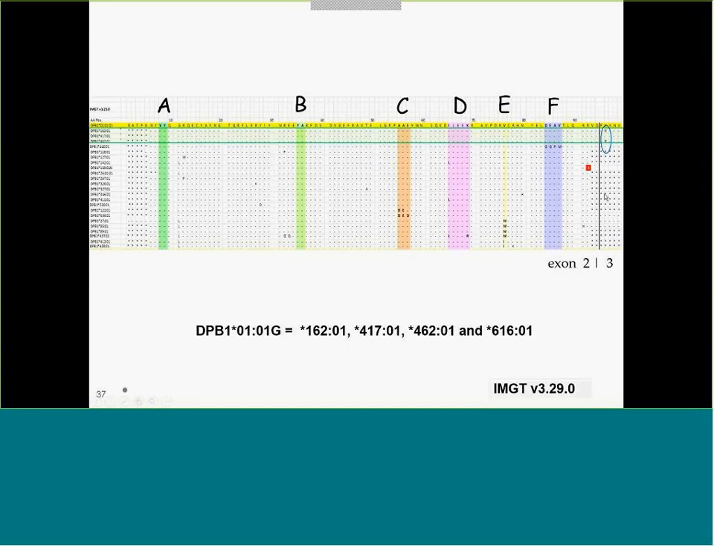This little dark line that I have here is the delineation between exon 2 and exon 3, and as you can see for 2 of the alleles here, there's a polymorphism outside of exon 2. And by definition, these would be G alleles. All the sequences are exactly the same, and the only difference occurs outside of exon 2. These are our G or P alleles.